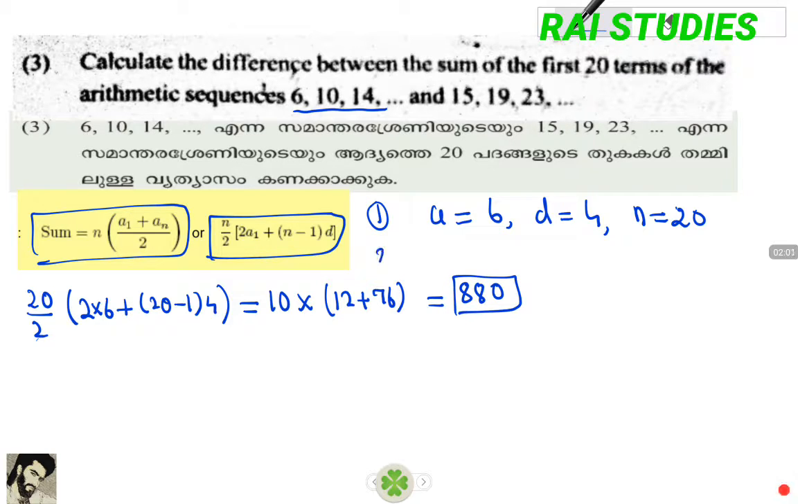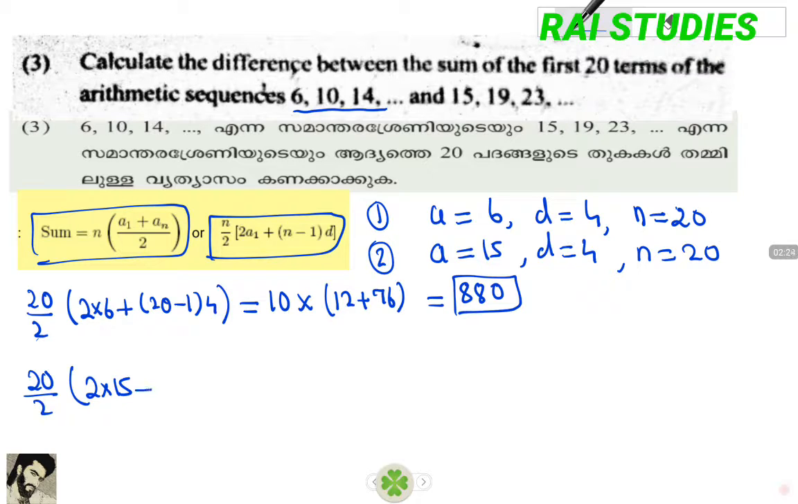So let's consider the second sequence. In this case, the first term is 15 and the common difference is again 4, and the value of n is also the same. So let's apply the second equation again, that is 20 by 2 into 2a plus, here 2a means 2 into 15, plus 20 minus 1 times the common difference.